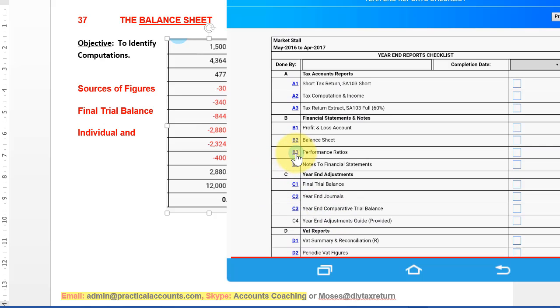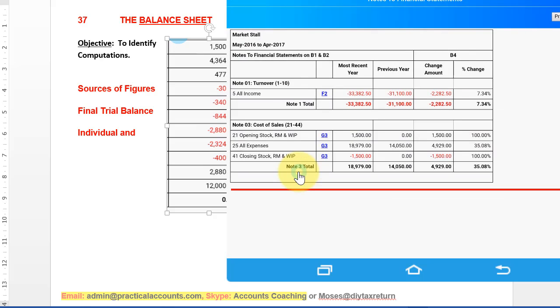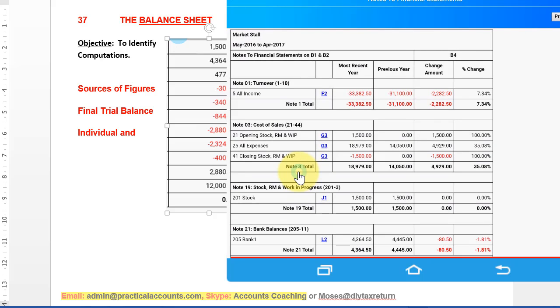We're going to leave out B3 performance ratios. Ideally, those are displayed at the top of the financial statements, that is the profit and loss account and the balance sheet. Now we're looking at the notes to financial statements. The joint notes should be from notes 1 up to note 30. As mentioned earlier, notes 1 up to 16 are for the profit and loss account.